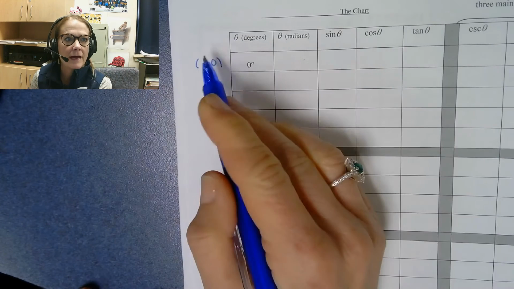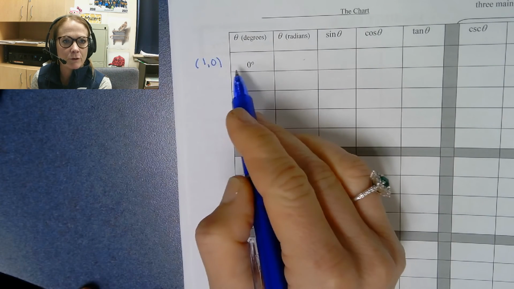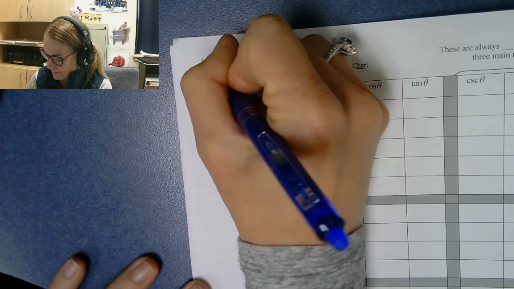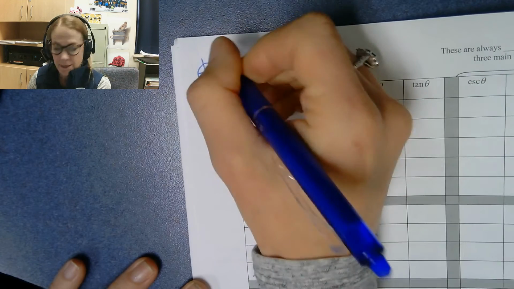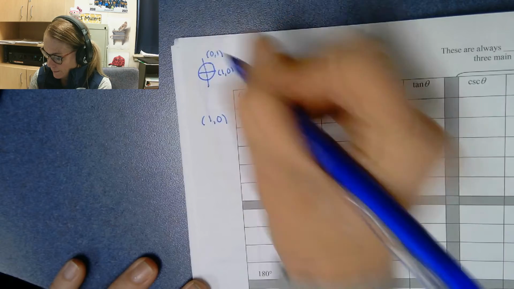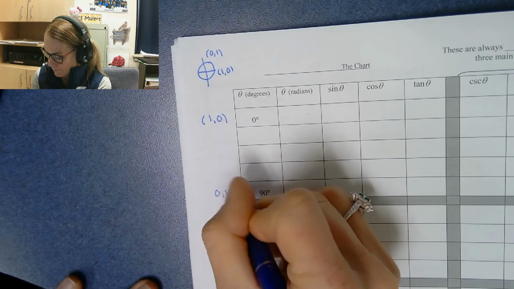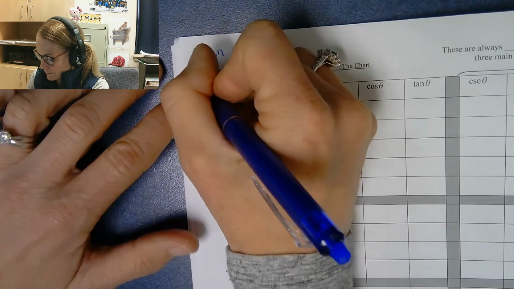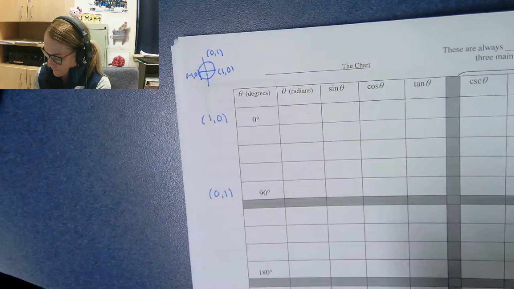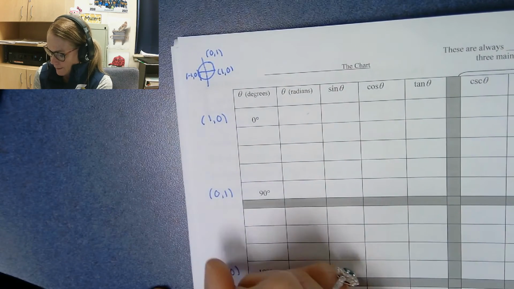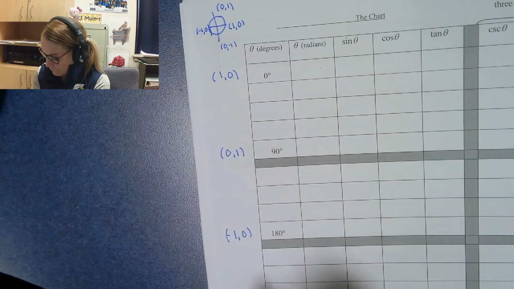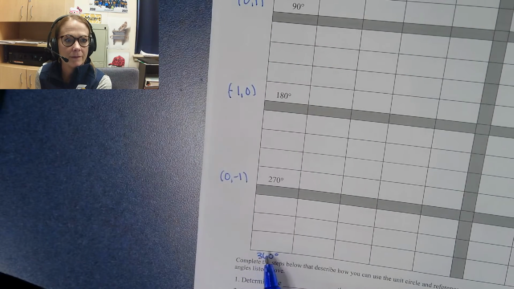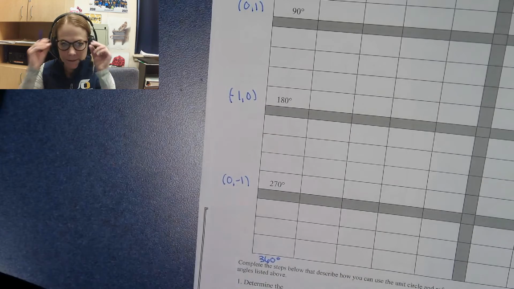So you've got the x value and the y value of 0 degrees. On the unit circle, you're out 1 unit right here, so that's (1, 0). Up here is (0, 1), at 90. Over here, you're at (-1, 0), that's at 180. And down here, you're at (0, -1). Then the cycle repeats at 360, so we'll just stop with those.